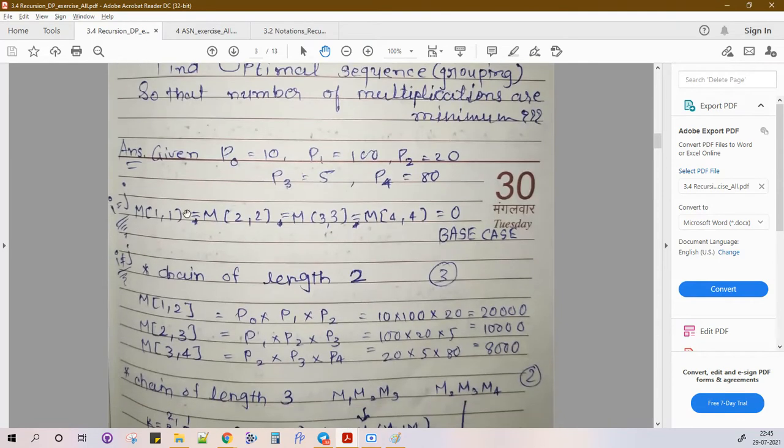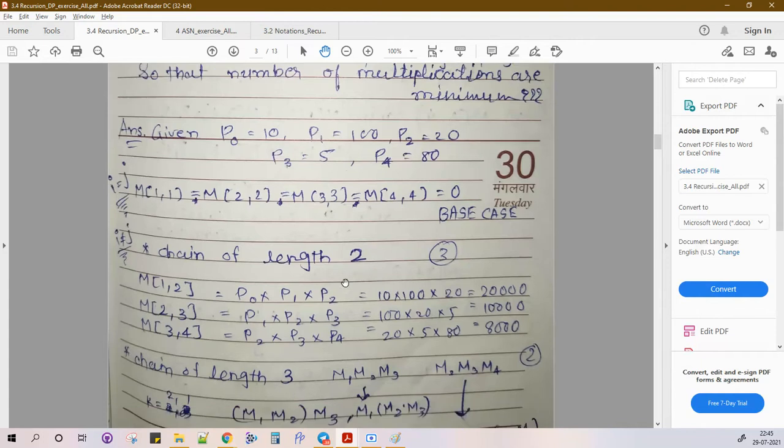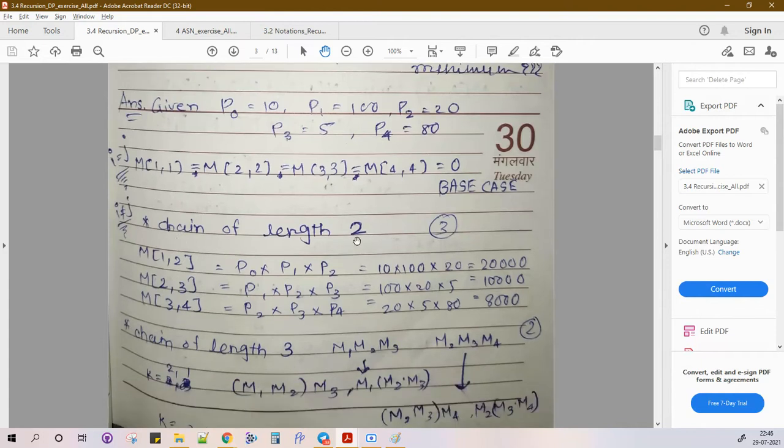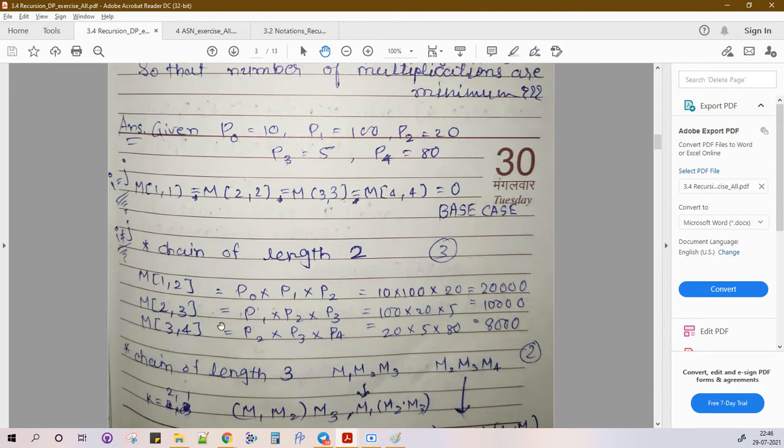Okay. So this base case is solved. When i is not equal to j, let's see. Let's take a chain of length 2. So how many chains can we have? 3 chains, right? 1 to 2, 2 to 3, 3 to 4. It is nothing but M1M2, M2M3, M3M4.